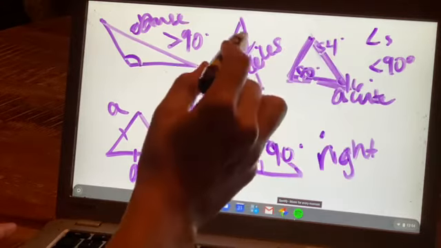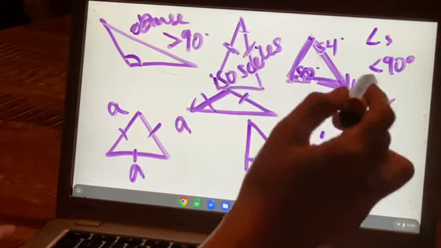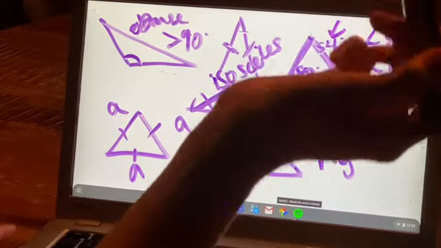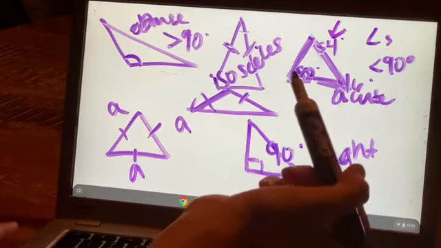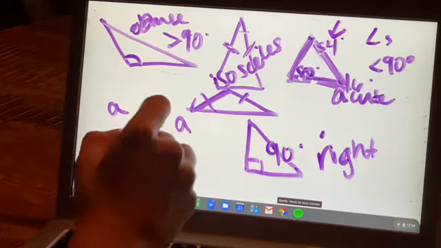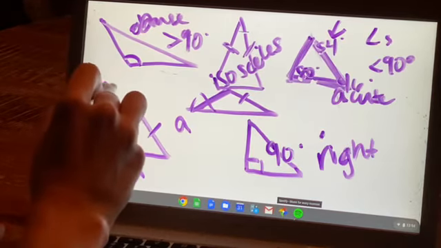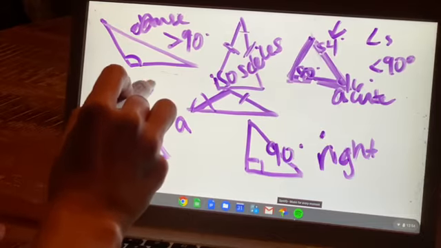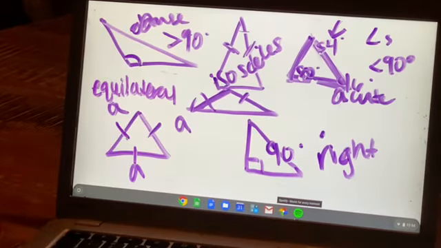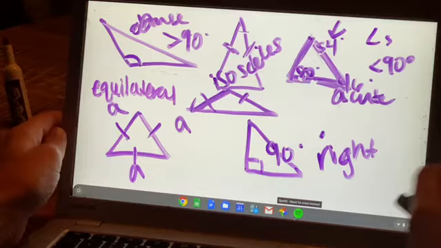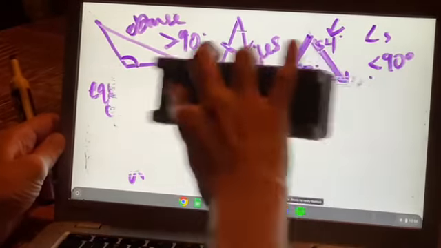And like I was saying earlier, this could also be acute, but this is the specific one that they're showing you acute. And then the last one is equilateral. That means equal sides, so all 3 sides are equal. This one is the equilateral. Okay, let me know if you guys had any questions on those. That's just kind of a review of things you might have learned before.